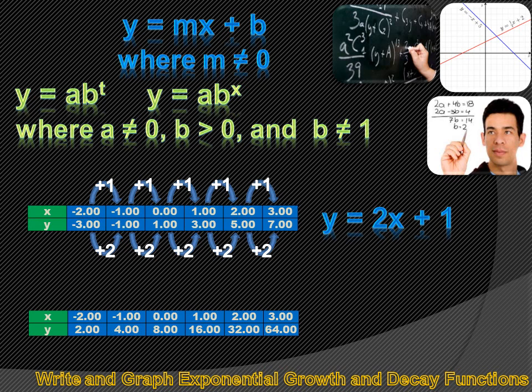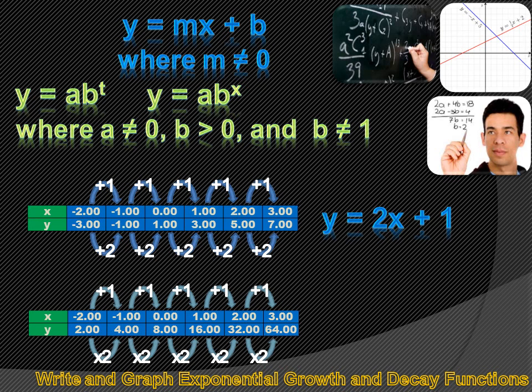This table represents exponential growth. And we can see that every increase of 1 in our x value results in a multiple of 2 increase in our y value. Every time we increase x by 1, we double y. You can see there's not a constant rate of change there. In the linear equation, every time we added 1 to x, we added 2 to y. In the exponential growth function, every time we add 1 to x, we double y.